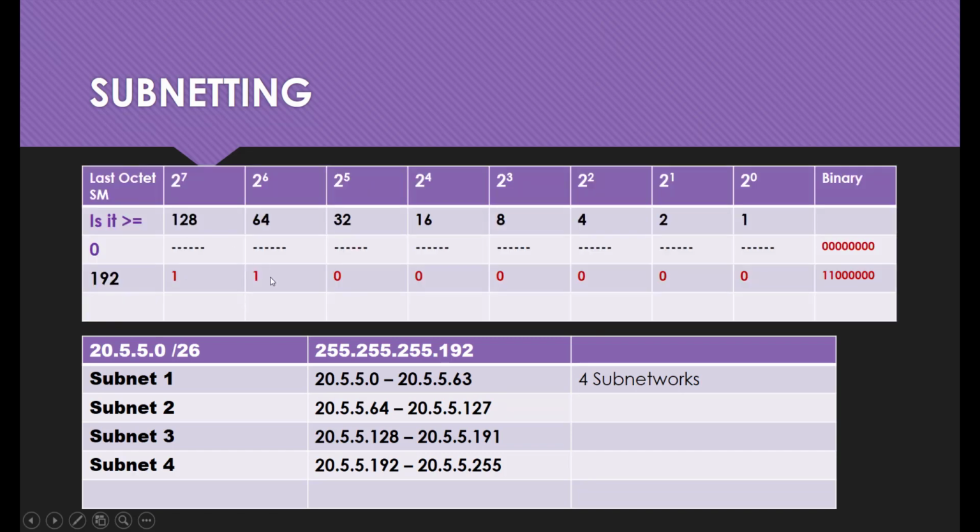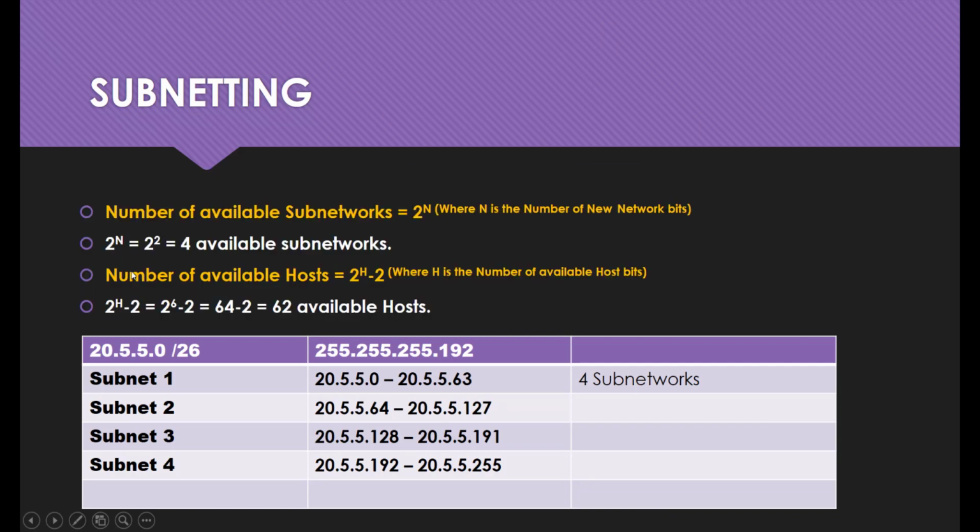Since we borrowed 2, it means that we have 6 bits remaining from the 4th octet as the host portion. So we'll use 2 raised to the power of 6 minus 2, that is 64 minus 2, which gives us 62 available hosts. This means that for each subnet, there are 64 IP addresses, of which 62 are available to be issued to devices. In the same way, how do we know the start and end of each of the subnets?